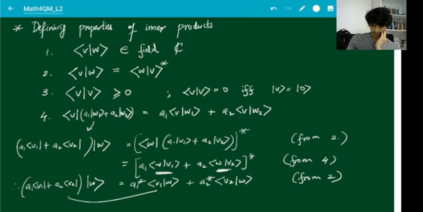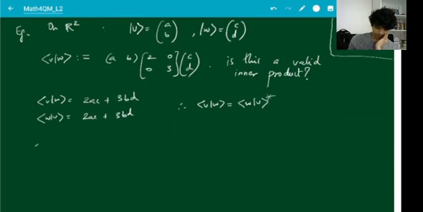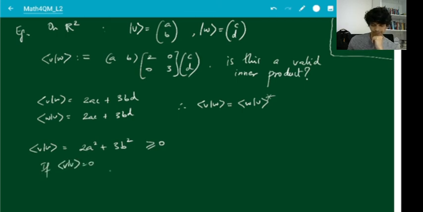Third condition, I have to check the norm of V. So V with itself is going to be 2A square plus 3B square. And yes, this is always non-negative. And if this quantity is 0, this can only be satisfied if A and B are separately 0. There's no other solution. So therefore V has to be the null vector. The fourth property, distributivity, you can check that will also work out.